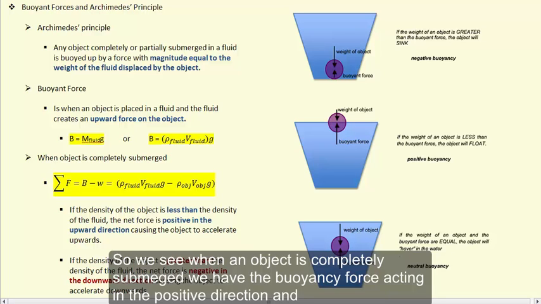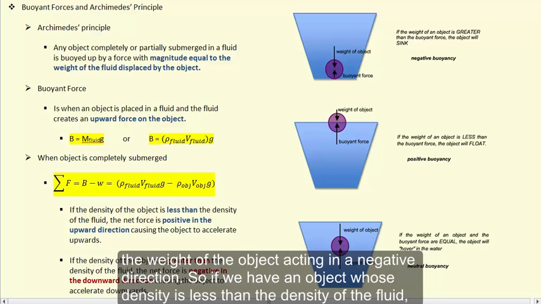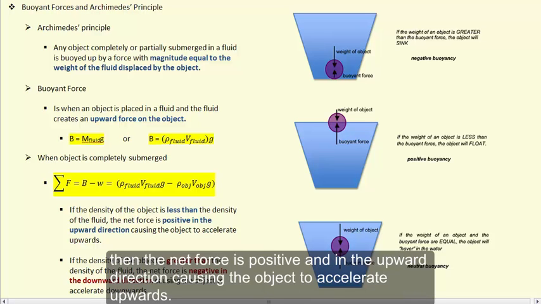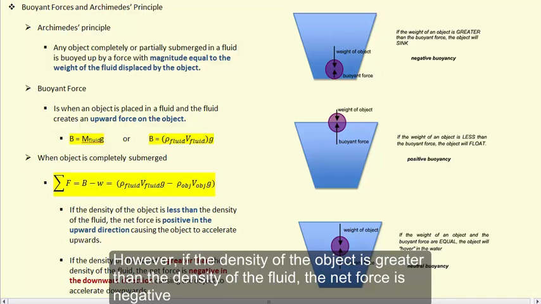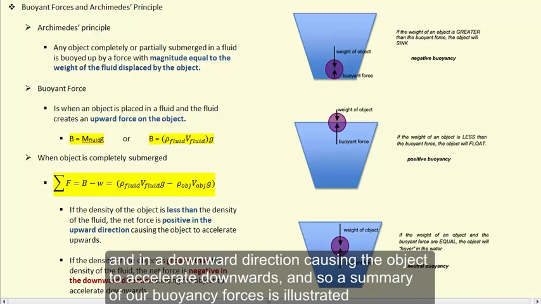So we see when an object is completely submerged, we have the buoyancy force acting in a positive direction and the weight of the object acting in a negative direction. So if we have an object whose density is less than the density of the fluid, then the net force is positive and in the upward direction, causing the object to accelerate upwards. However, if the density of the object is greater than the density of the fluid, the net force is negative and in a downward direction, causing the object to accelerate downwards.